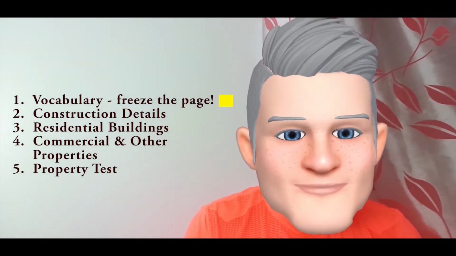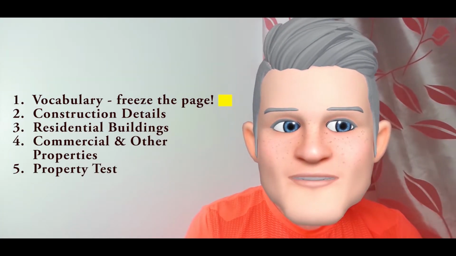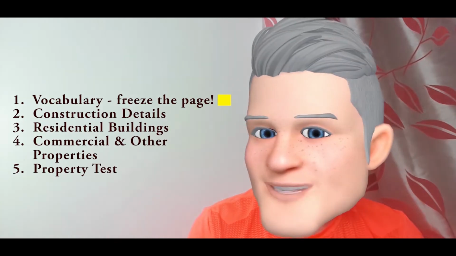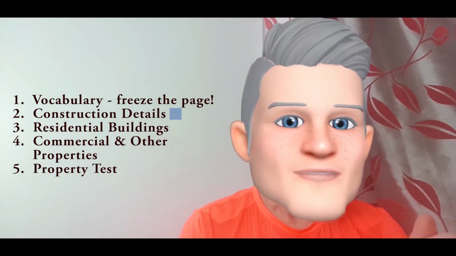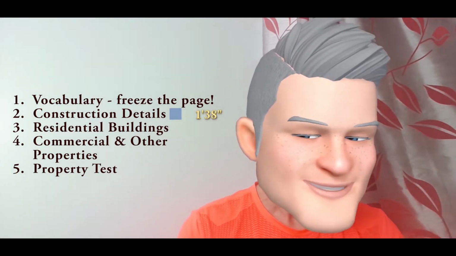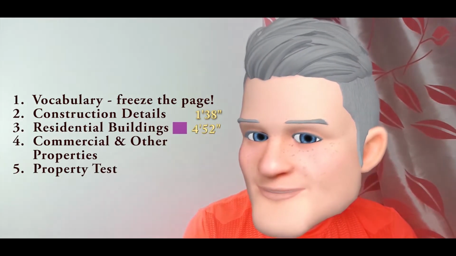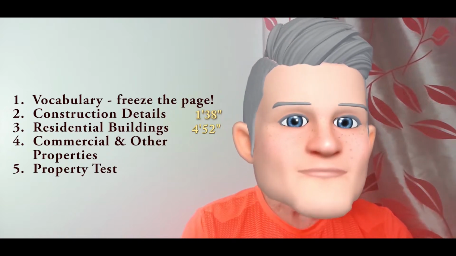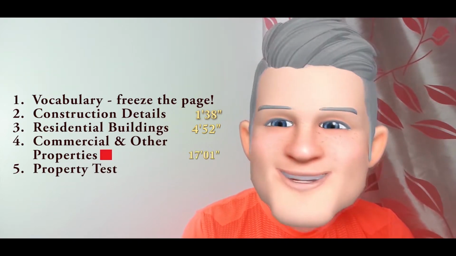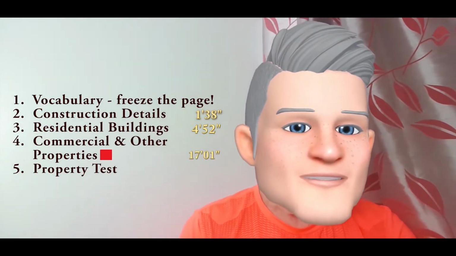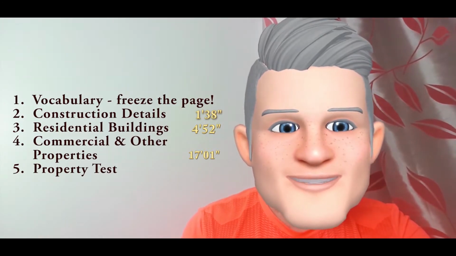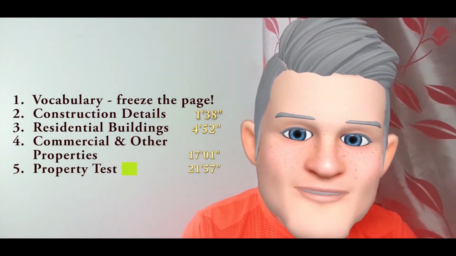Part 1, useful vocabulary for this lesson. You can freeze the page to check the vocabulary. Part 2, construction details. Part 3, residential buildings, places where people live. Part 4, commercial and other buildings. After the video, there is a test so that you can check your progress.